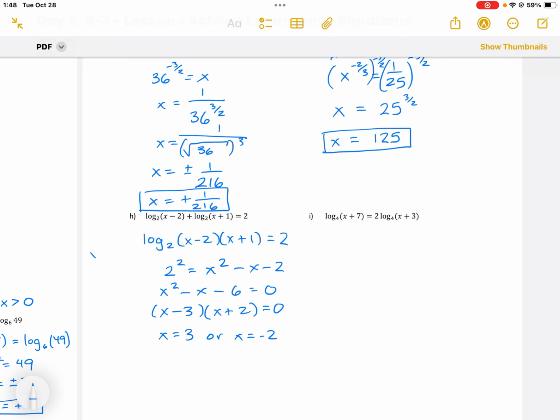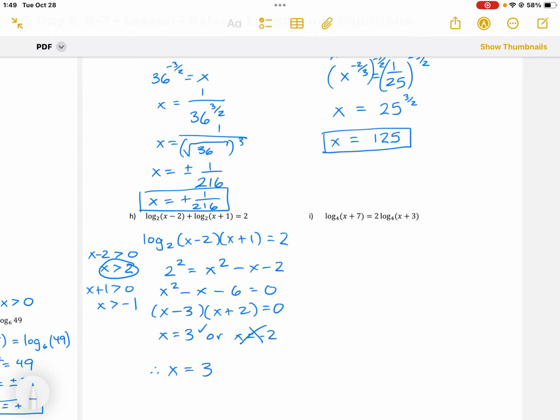My restrictions on my x are that x minus 2 has to be greater than 0, so x has to be greater than 2. I also know that x plus 1 has to be greater than 0, which means that x has to be greater than minus 1. This is the dominating restriction here, that x has to be greater than 2. So this solution is not valid. x equals negative 2 is not valid, which means my final solution is x equals 3.